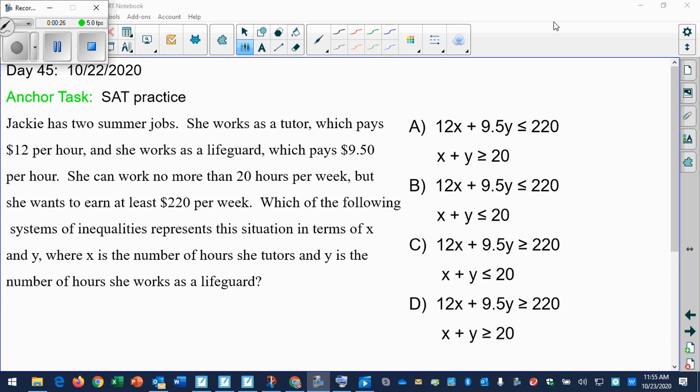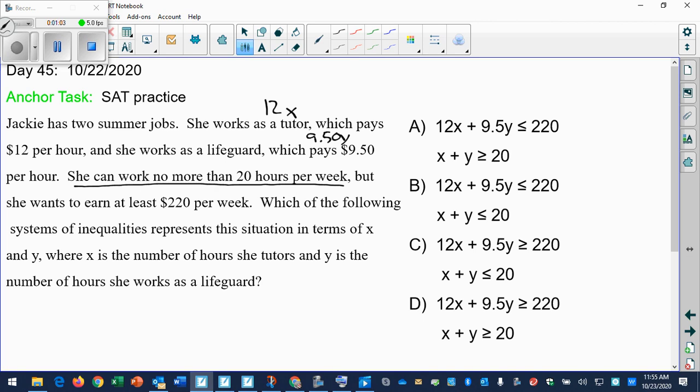Okay, so it says Jackie has 2 summer jobs. She works as a tutor, and they tell you down here, X is the number of hours she tutors. So X is the tutor hours, and that pays $12, so that's going to be 12X for your tutoring. Lifeguard is Y. So when you get the 950 in there, it's going to be 950Y. That tells us right away, well, they already give us that, so that doesn't help us much. But the key is she can work no more than 20 hours per week. That means less than or equal to 20, right?